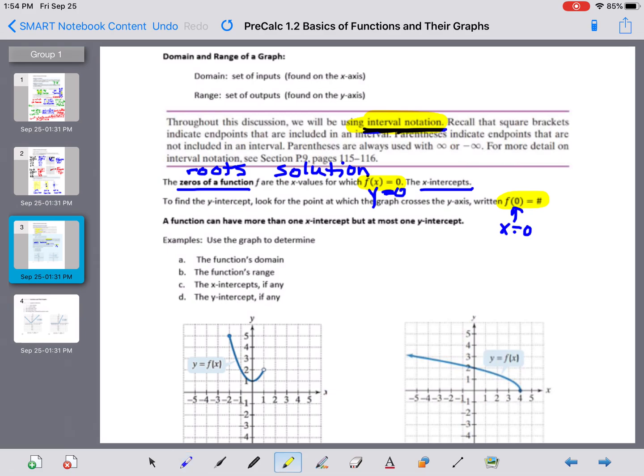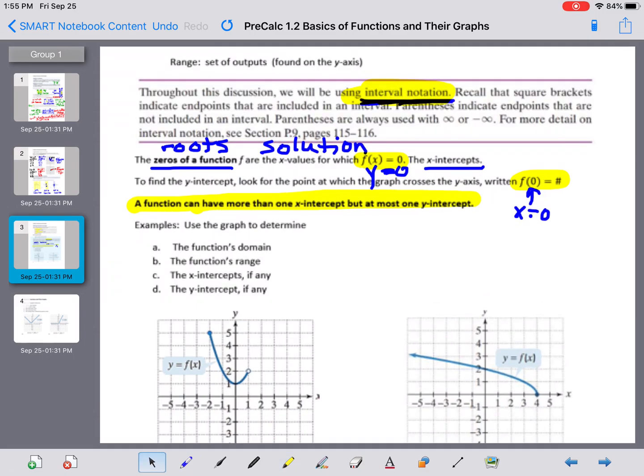So one other thing I want to make sure you know: a function can have more than one x-intercept, but only touch the y one time, or it's not a function. So remember that the x-intercept could have a list of them, and we talked earlier about how you can write just one value, or you can write the value with 0 in an ordered pair. Again, it's up to you how you want to write it, as long as you clearly write it one way or the other.